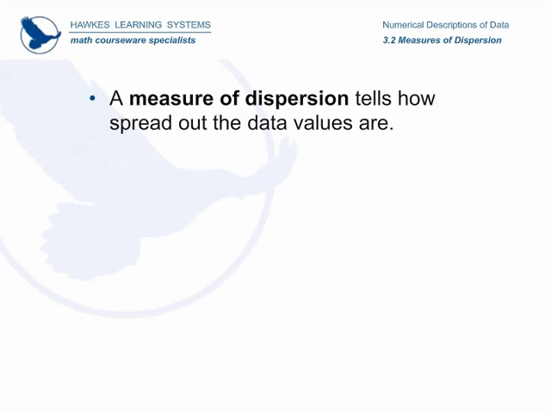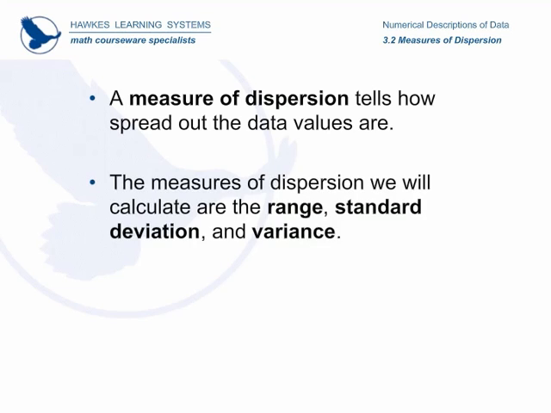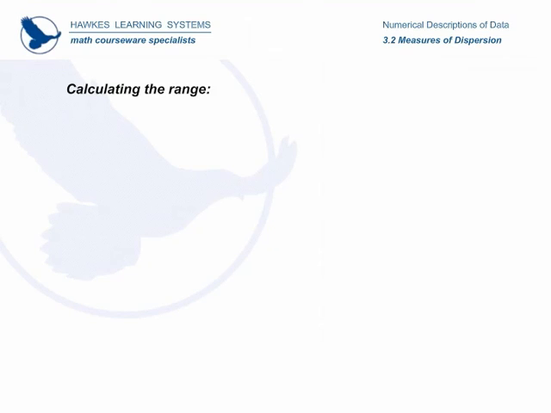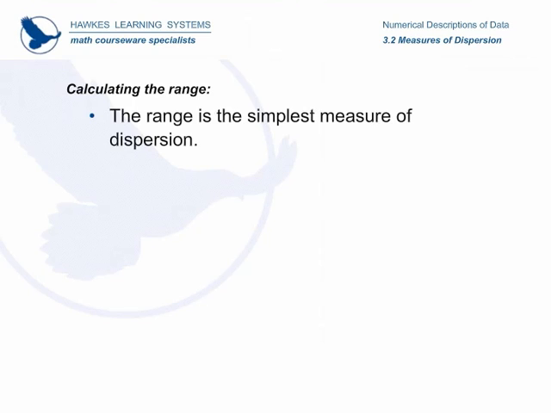Next, in section 3.2, we'll take a look at measures of dispersion. A measure of dispersion tells how spread apart the data values are. The measures of dispersion we will calculate are the range, the standard deviation, and the variance. So first let's calculate the range. Now the range is the simplest measure of dispersion. It's the simplest measure of how data is spread.